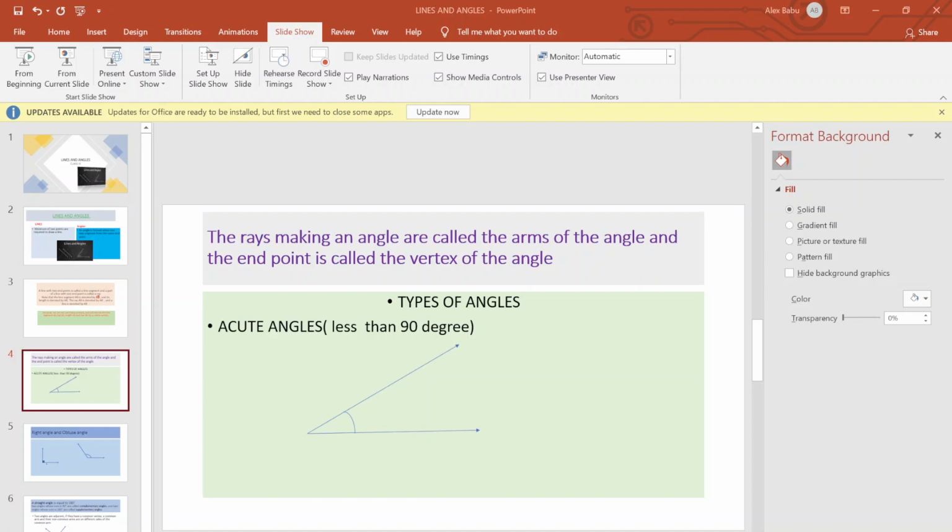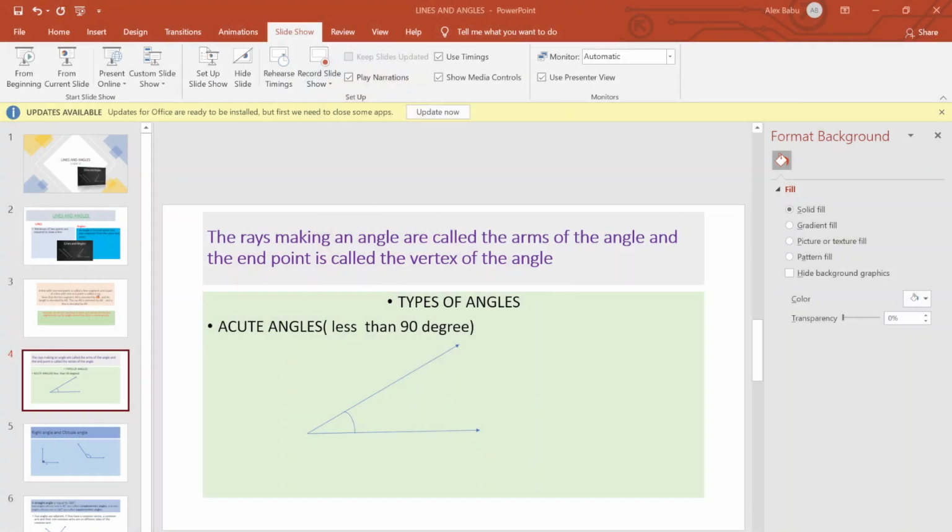Today, I would like to teach you some lessons about lines and angles, which we studied in 9th standard in CBSE, especially in NCERT. Let's begin with the beginning. Lines and angles. We have all heard about lines and angles.